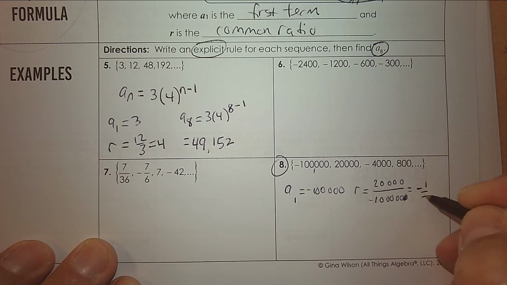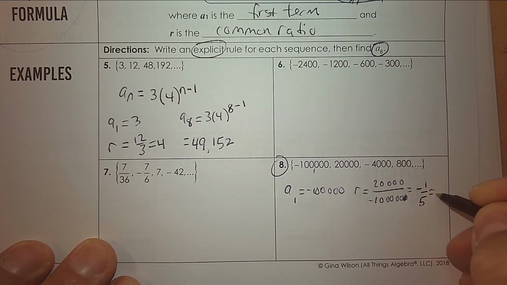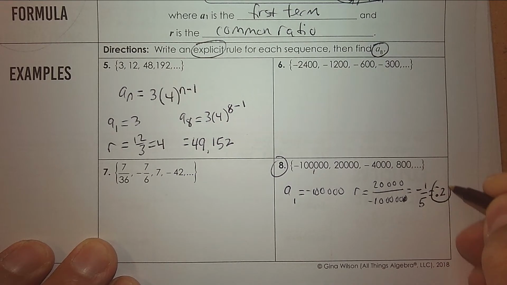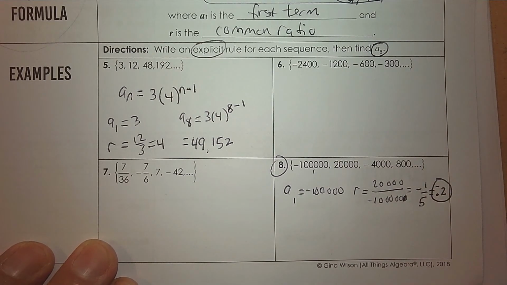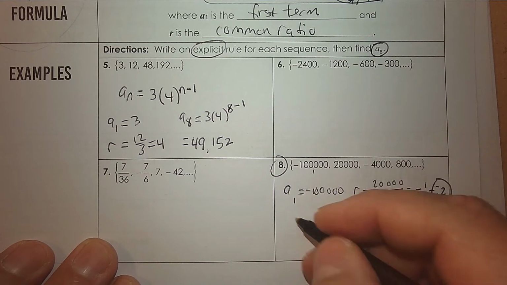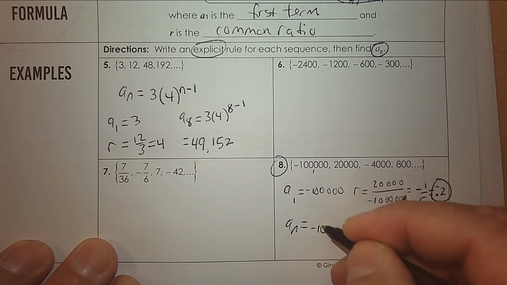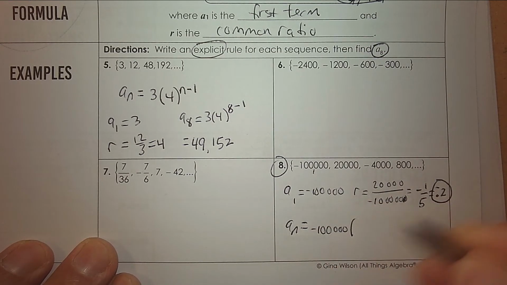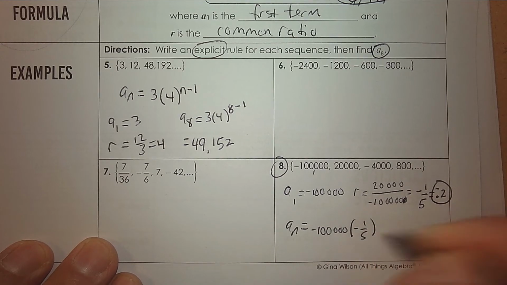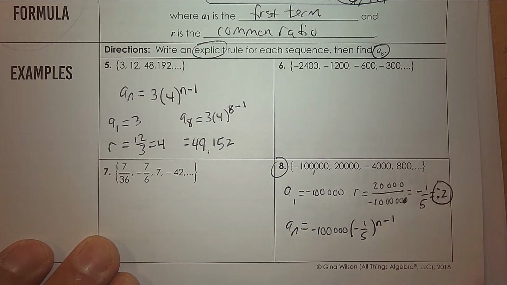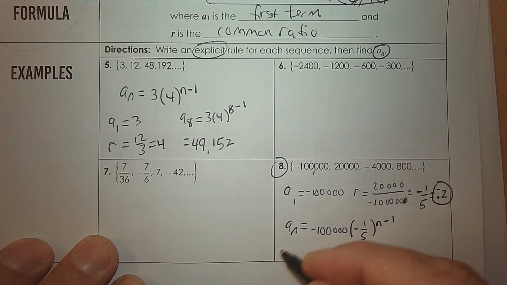Did you divide it? You're either going to get negative 1/5, or you could have gotten negative 0.2. Yes? So then what's the explicit formula if that's the base? A1 is negative 100,000. The base is negative 1/5 or negative 0.2. Both are correct. And then what's in the exponent? N minus 1. How would I find the 8th term? You'd plug in 8.